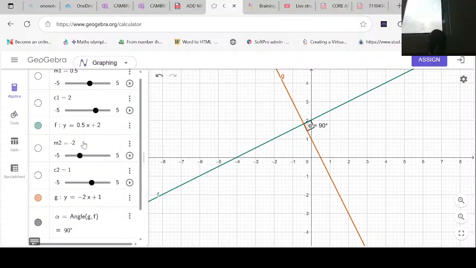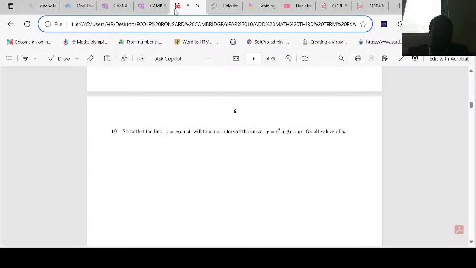So anytime you are told two lines are perpendicular, you know that they are what? If you know the gradient of one, just take the reciprocal and negate it. So now let's go to the question.